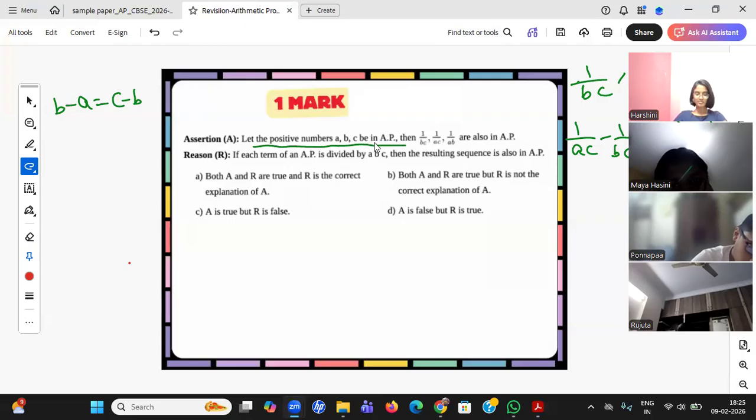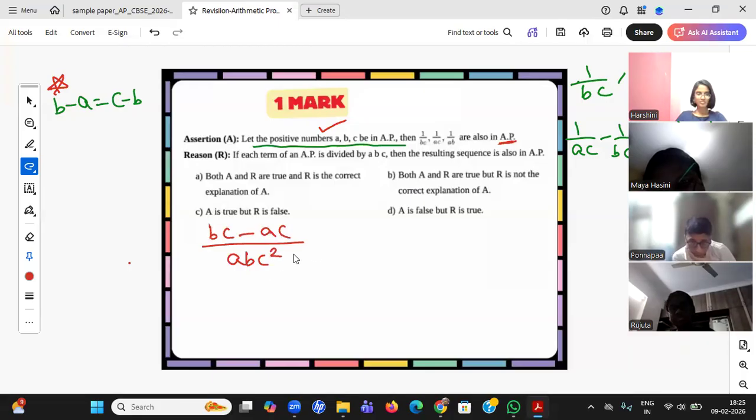Okay, so student, he said they are in AP, so this is already true. Now I need to show that if this is true, it is also in AP. So let me go with the left hand side. If I take the left hand side, what is the LCM, student? ABC square. So BC minus AC will be equal to B minus A by ABC. If I solve the left side, I got B minus A by ABC.